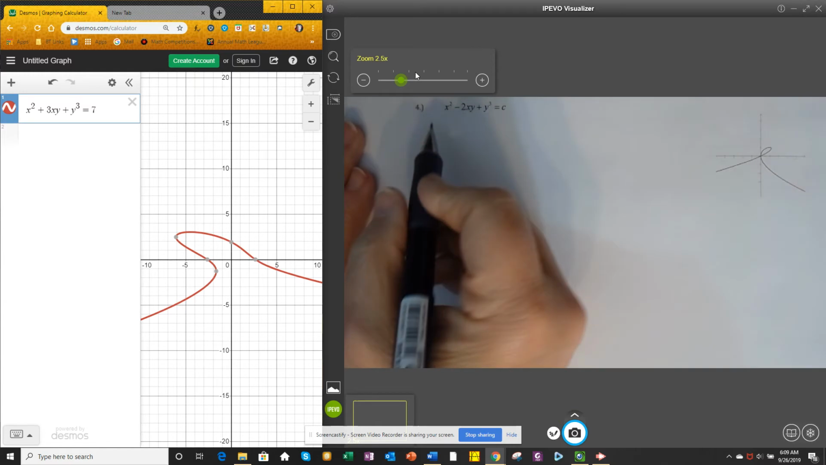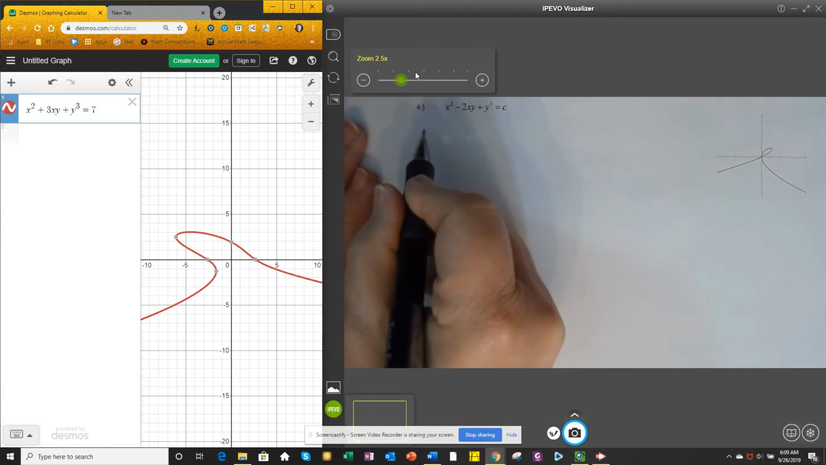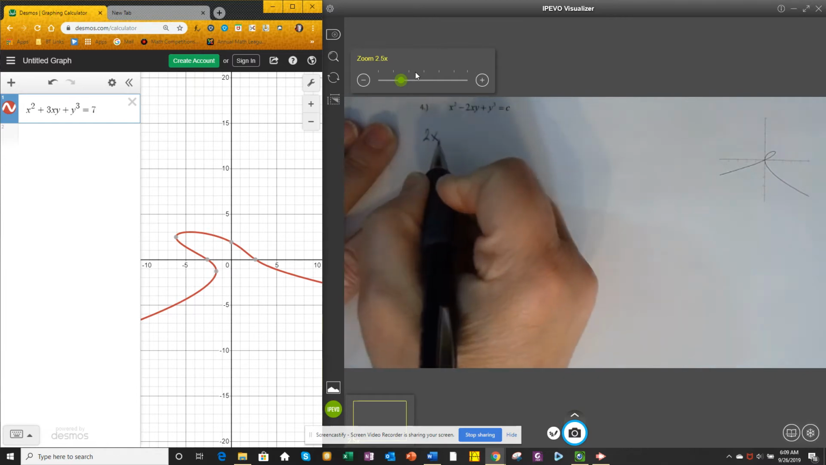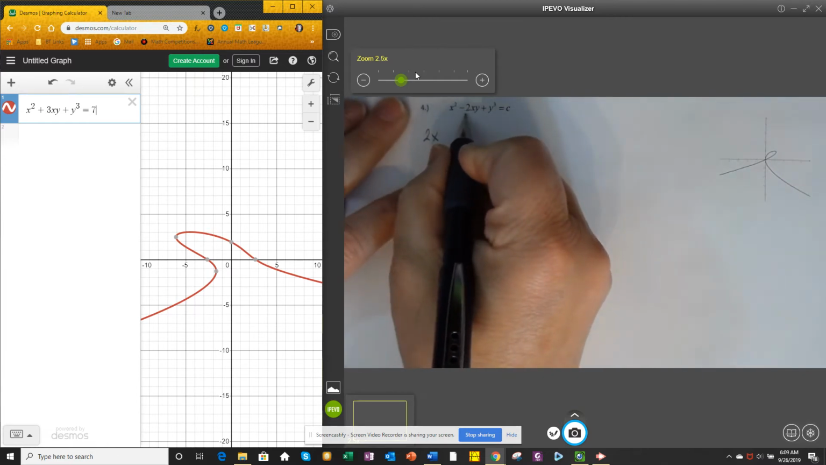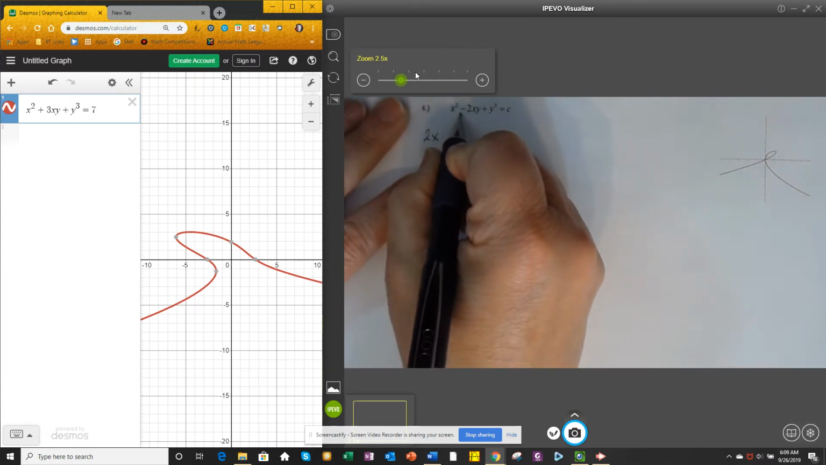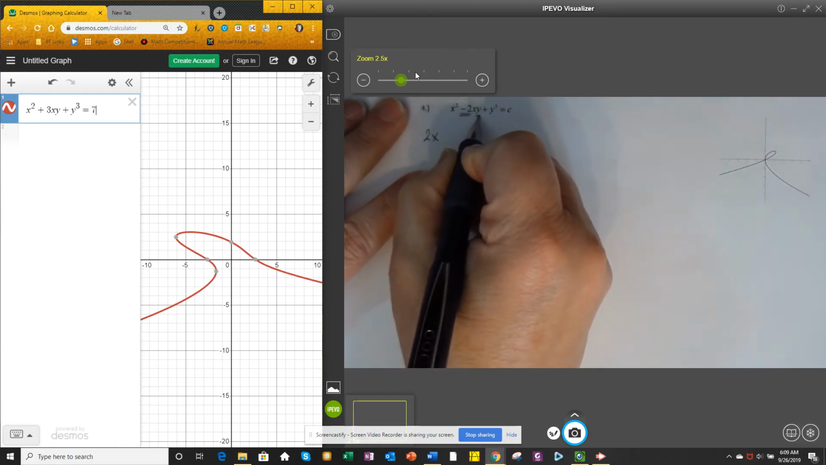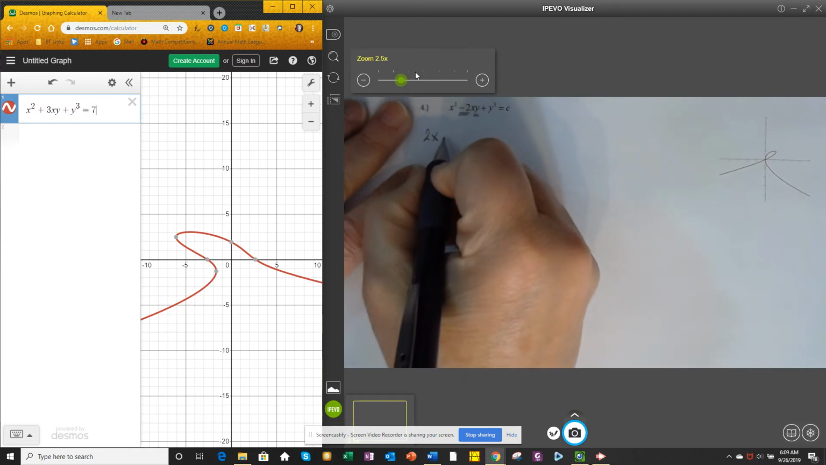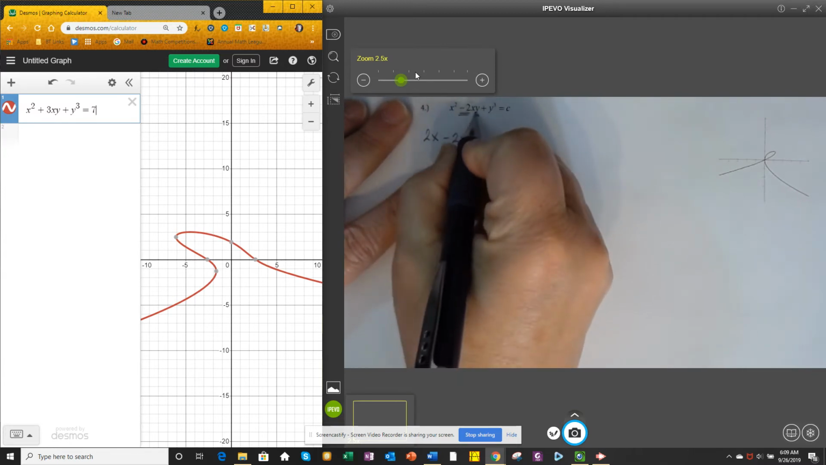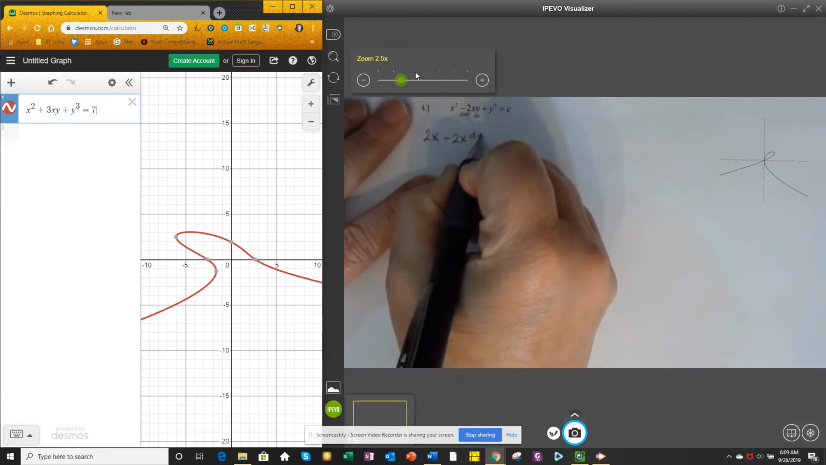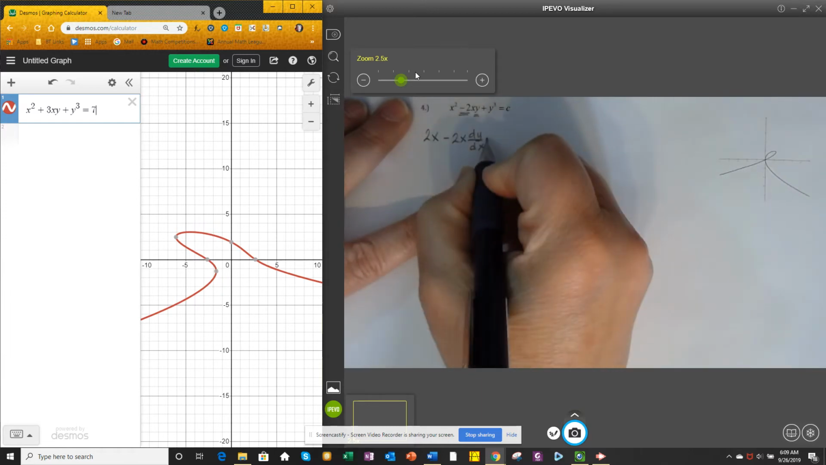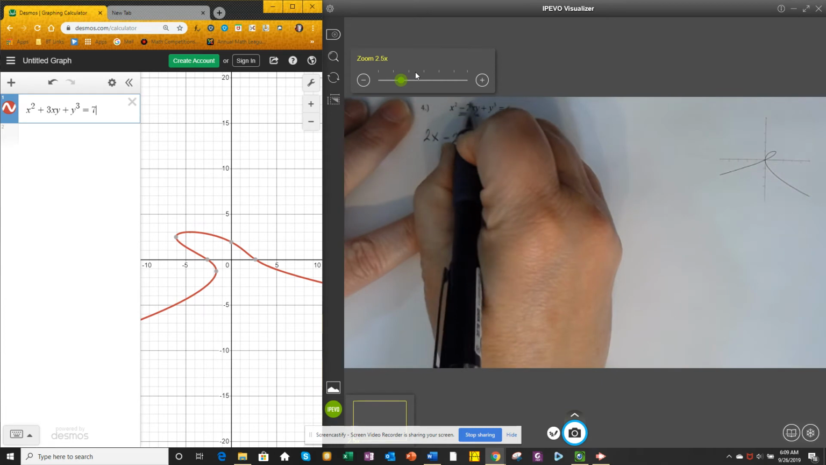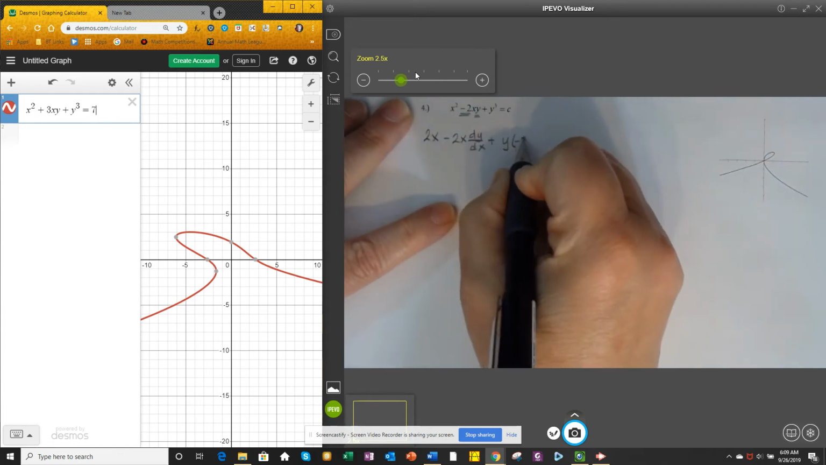All right, so the derivative of x squared is 2x, and then I'm going to use my first part of the product rule as negative 2x and my second one as y. So we're going to use first, which would be negative 2x times the derivative of y, which is dy/dx, plus the second, which is y, times the derivative of the first here, which is negative 2.